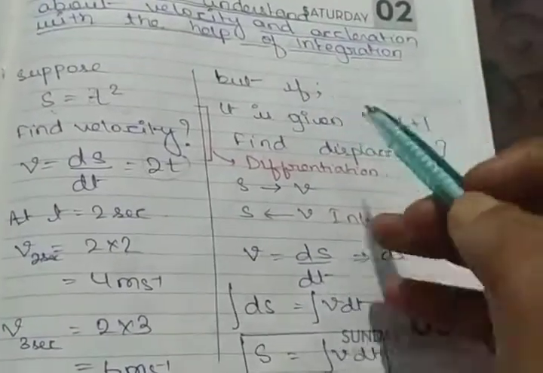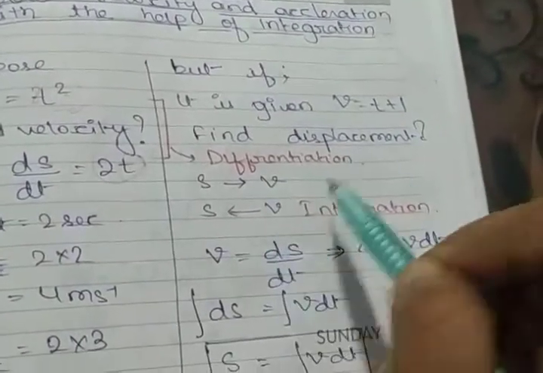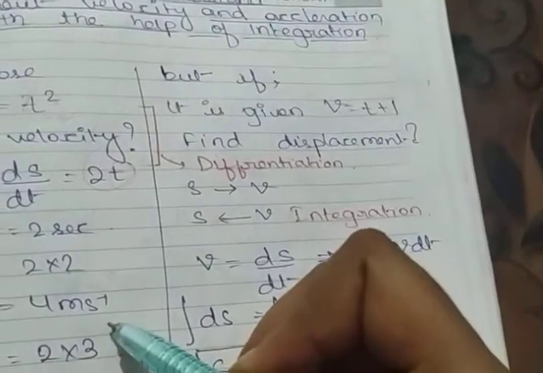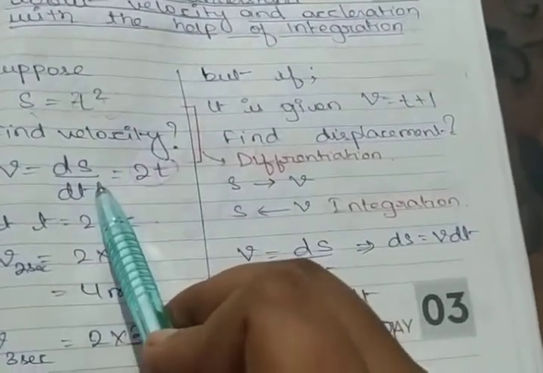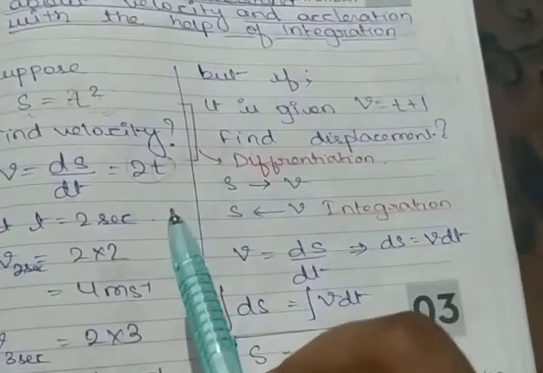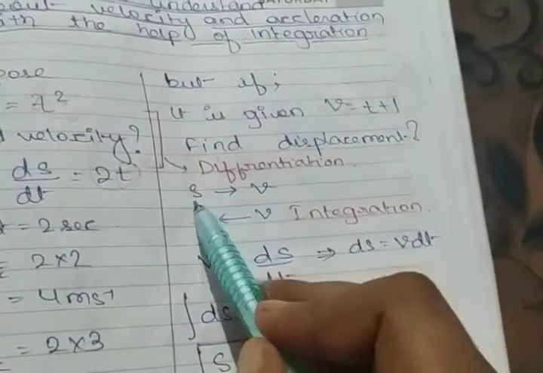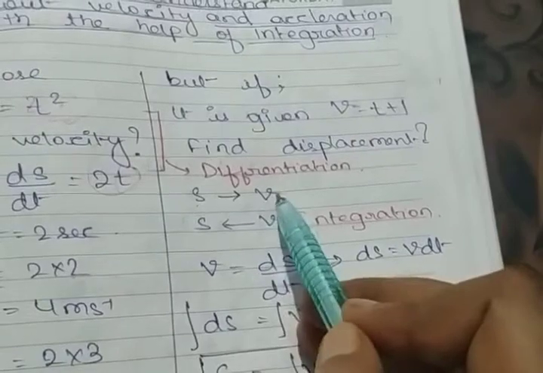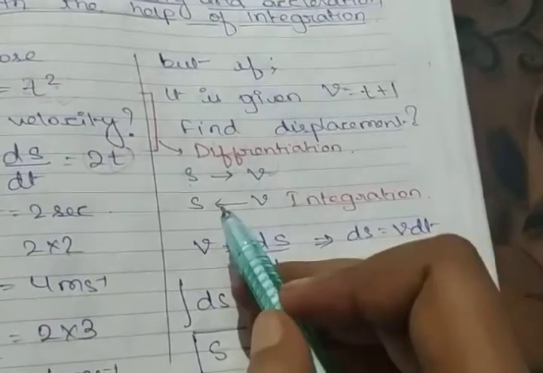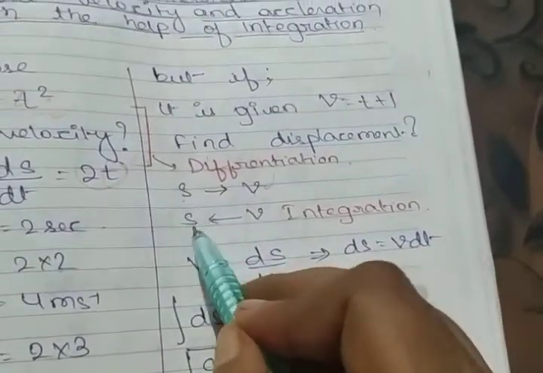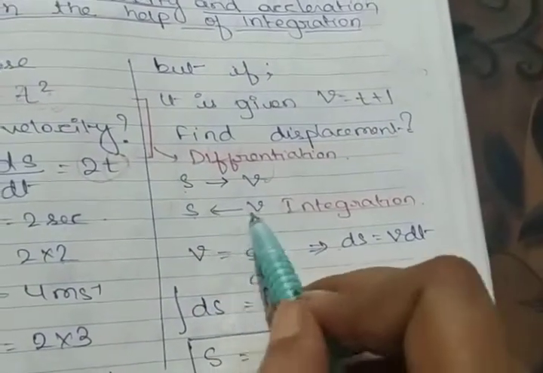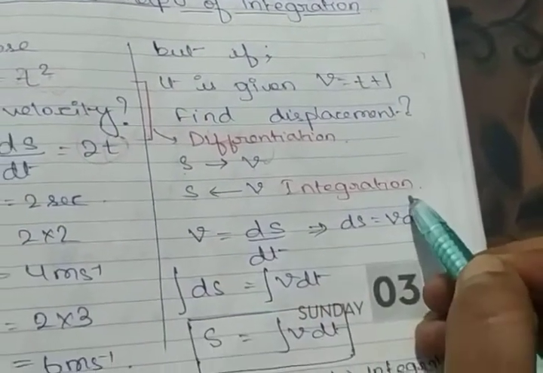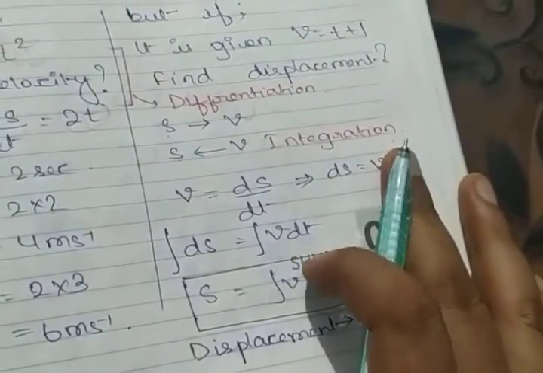But if the velocity is given and we are asked to find the displacement, what did we do? When displacement was given, to find velocity we differentiated it. If the velocity is given and displacement we have to find, then we will integrate it. Integration we will use. How?